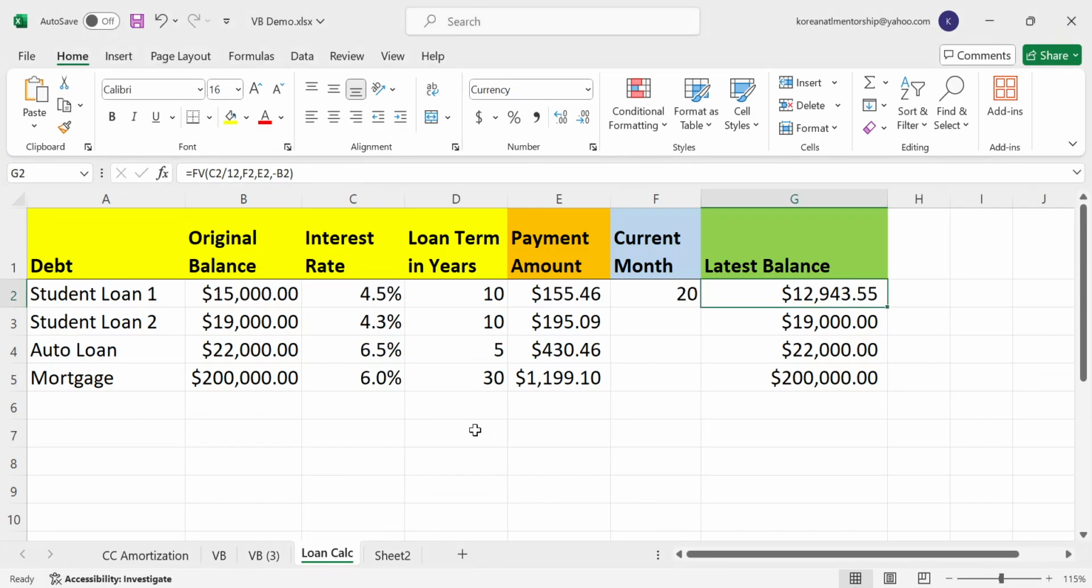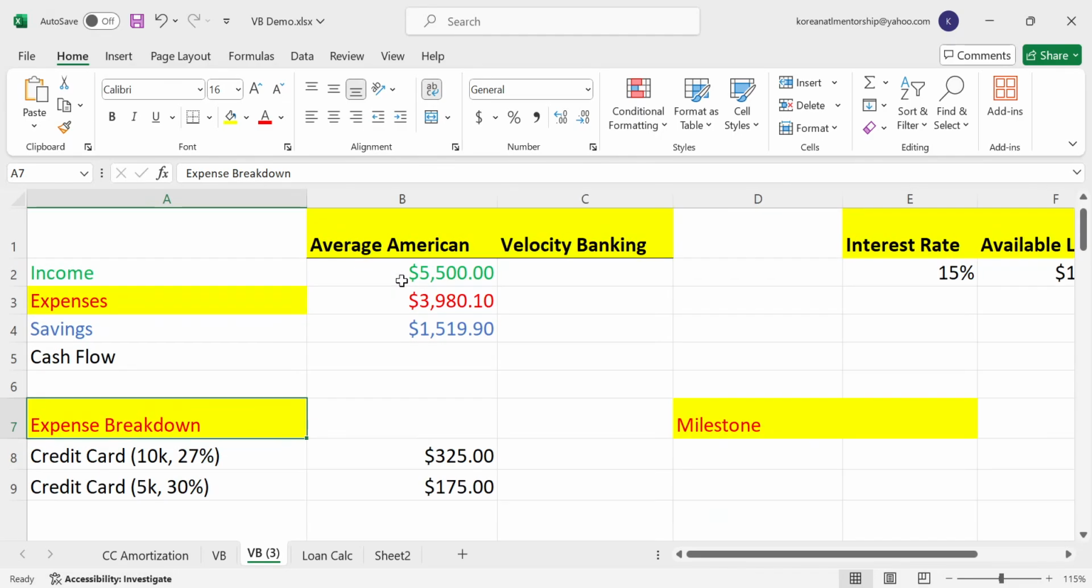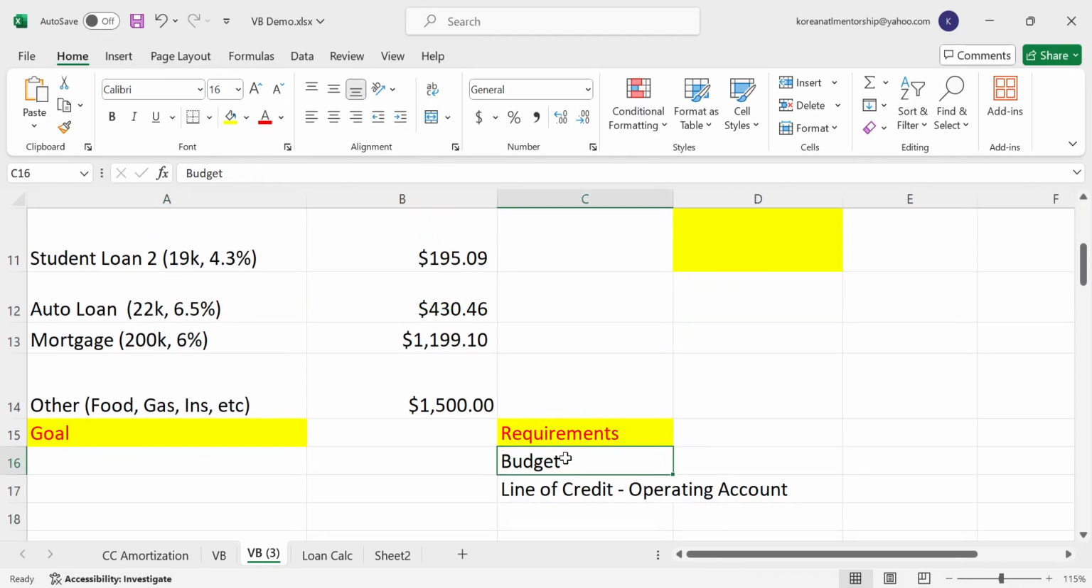So what is velocity banking? All it is is a debt payoff strategy using a line of credit as your main tool or your main operating account. And you only need two things to do this. Number one is a budget. Number two is a line of credit as your main operating account.